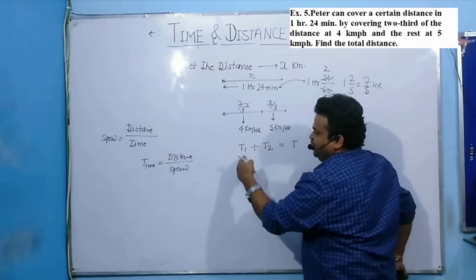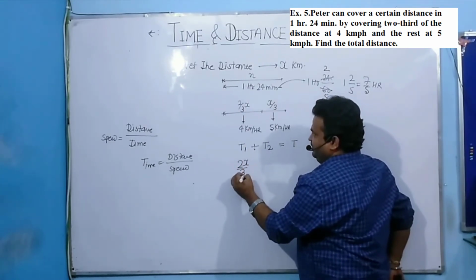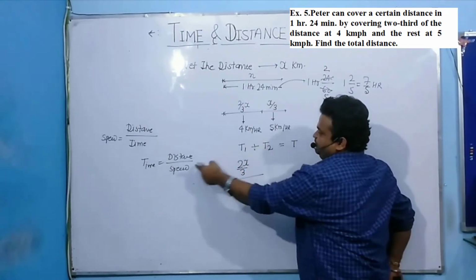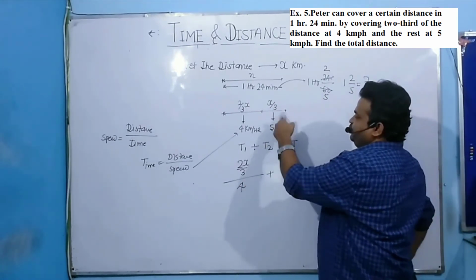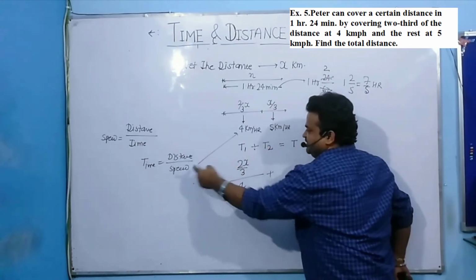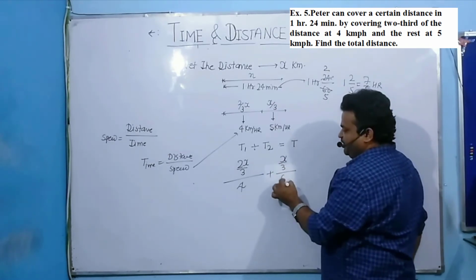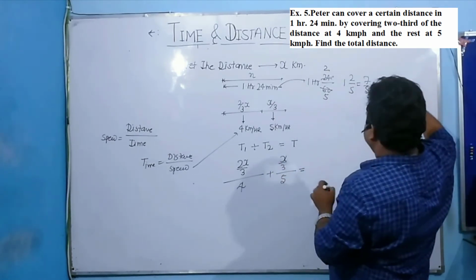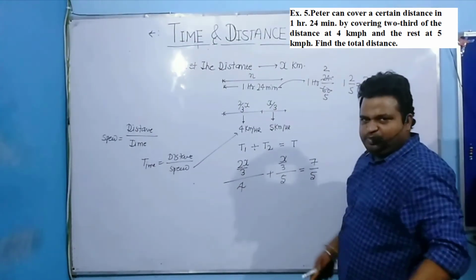So what is the t1 value? The t1 value is distance upon speed. Distance is 2x by 3 divided by speed, which is 4 km per hour, plus t2. Again, how do you calculate time? Distance upon speed. Distance is x by 3 divided by 5 km per hour. The total time in hours is given to you as 7 by 5. Now simply solve this equation, you will get the answer.